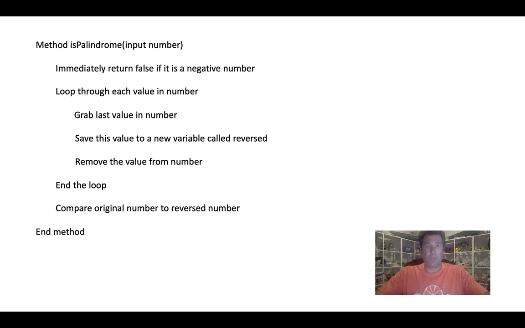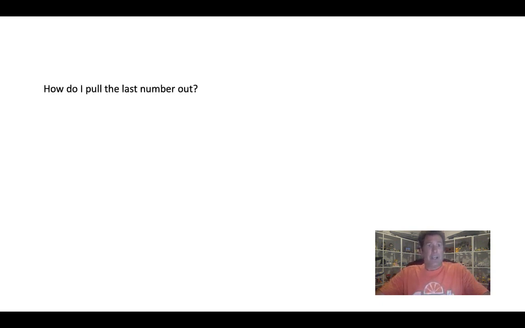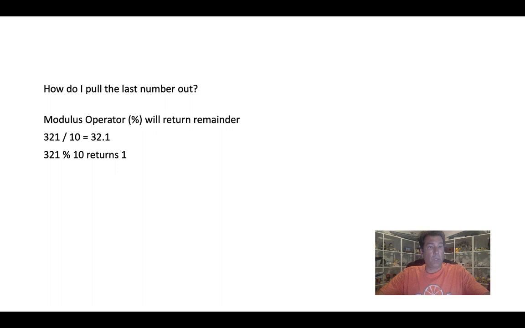Now, some questions that you might have. How do you pull the last number out? Well, we're going to use what's called the modulus operator, which is the percent sign, and that will return the remainder. So if you take 321 divided by 10 in standard division, that's 32.1. But if you take 321 modulus 10, it's just going to return the 1. Now it's important to note that the modulus doesn't remove the 1 from the original number. I'm just doing this for demonstrative purposes, and I'll show you how to do that in the next slide.